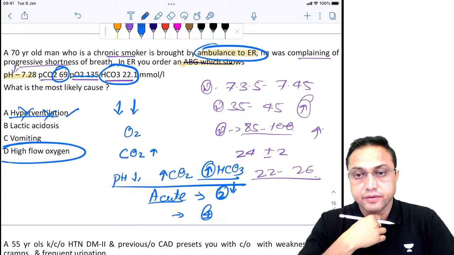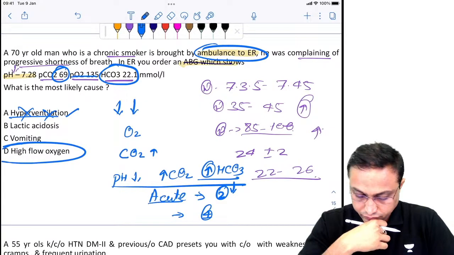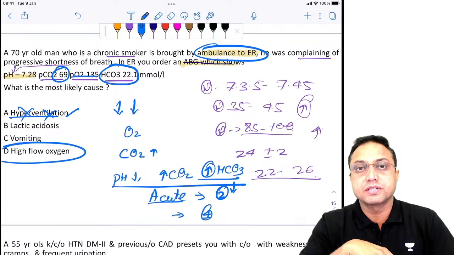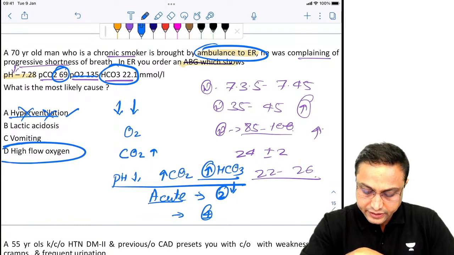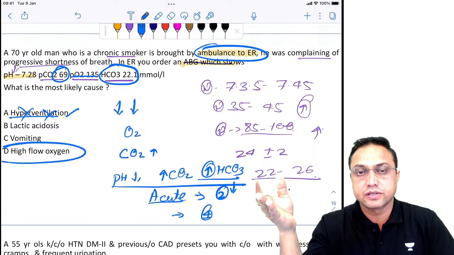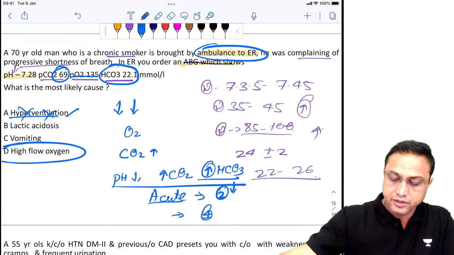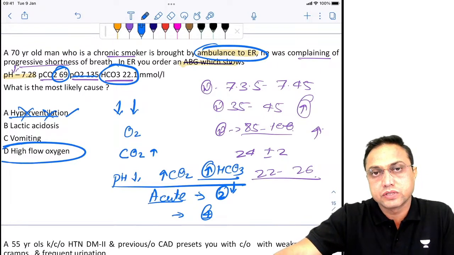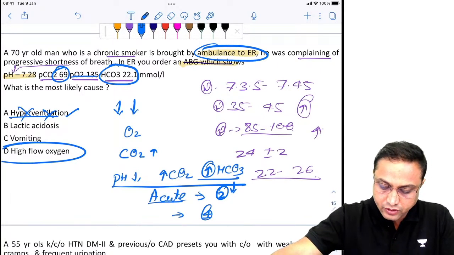Vomiting is also not the answer. In vomiting, it will go toward persistent metabolic alkalosis, because there is a loss of gastric fluid, secondary to loss of hydrogen ions in the gastric fluid. Because of this loss, hypokalemia starts, and bicarbonate will fall down.